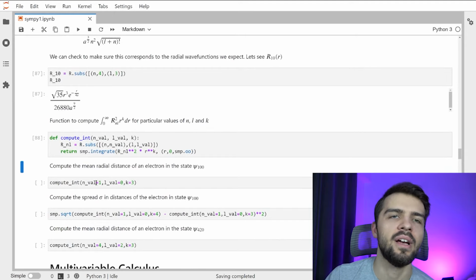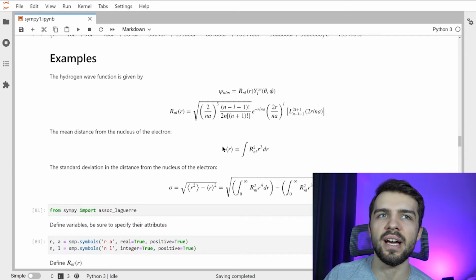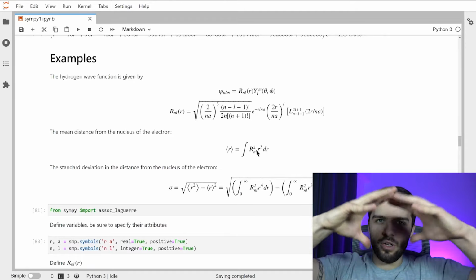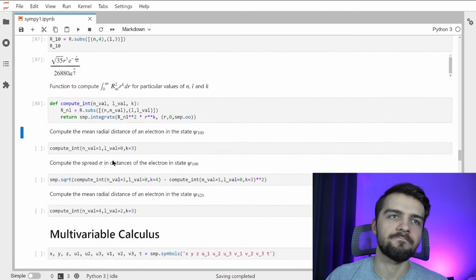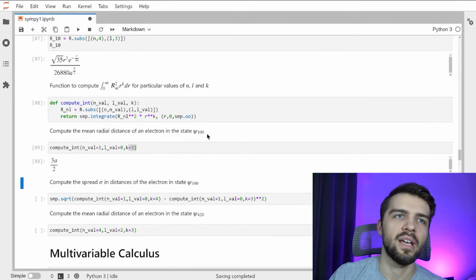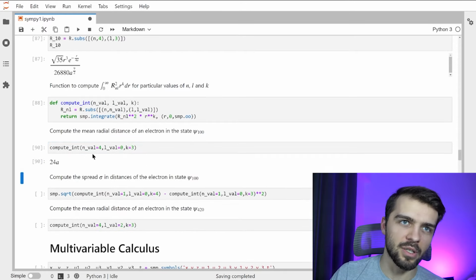So here I'm doing it for n equals 1, l equals 0, and k equals 3. That will give me the mean distance n l, right? K equals 3 gives me the mean distance for a particular energy state of the electron. So here n 1, 0 gives me the mean distance of the state psi 1, 0, 0, the ground state, right? I can also find the mean distance for any state. I can do it for like the fourth excited energy state, 24a.